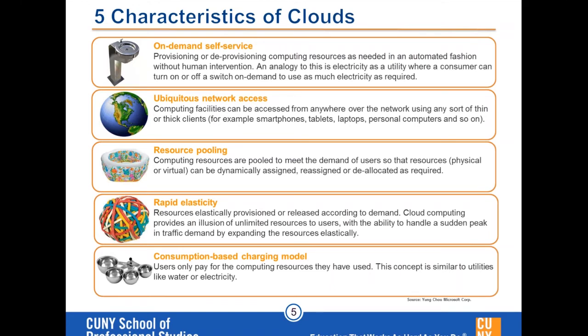Okay. Let's talk about the characteristics of a cloud. These are the core characteristics. The first one is on-demand self-service. As soon as you need it, you can provision it. Now that can be done through a console, or more likely it's done through an API that the vendor provides. So as soon as you need it, you can request it and it's available.